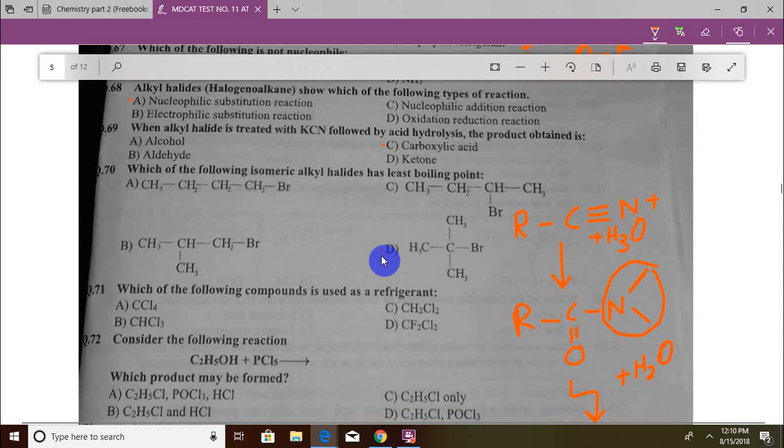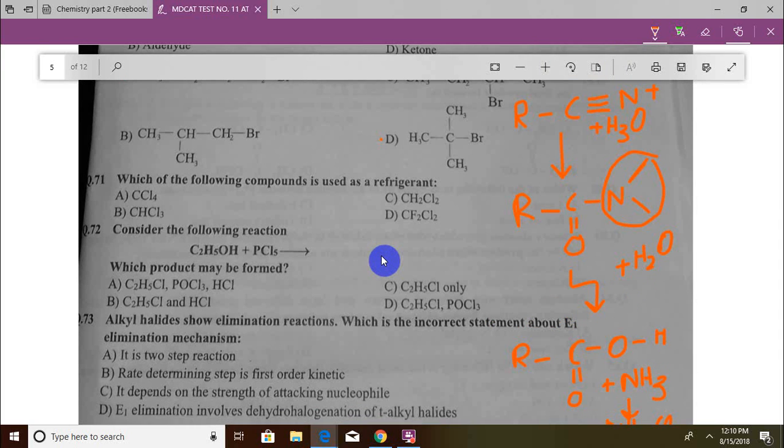So which of the following compounds is used as a refrigerant? Definitely not CCl4, because this is tetrachloromethane. You do not use that as a refrigerant. What about CHCl3? Nope. What about CH2Cl2? No.